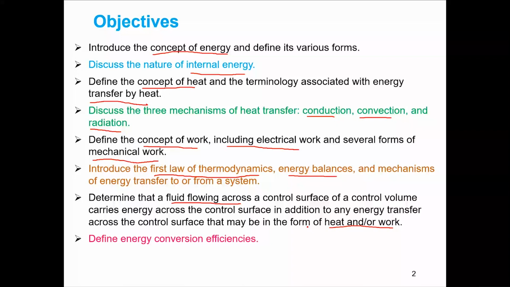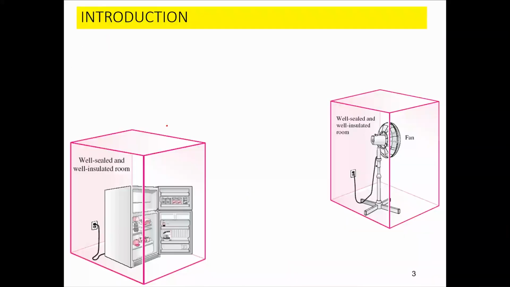So let's start with a question. I have a well insulated sealed room, and by well insulated sealed room it means that there is no heat coming into the system, and similarly there is no heat or energy going out of the system. Insulated and sealed means that there is no heat flowing into the system. Similarly, there is no heat flowing out of the system.